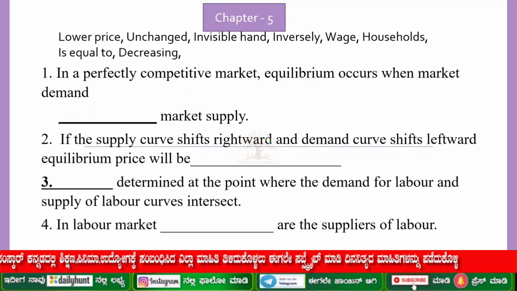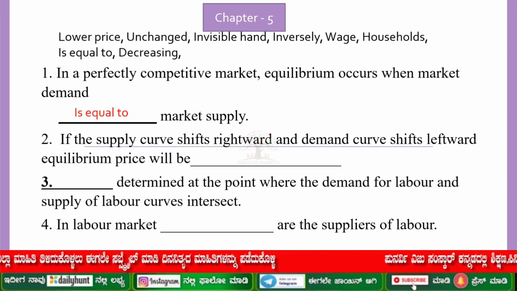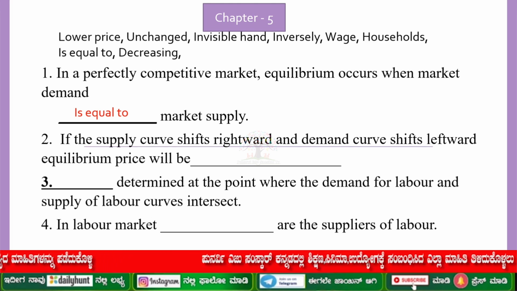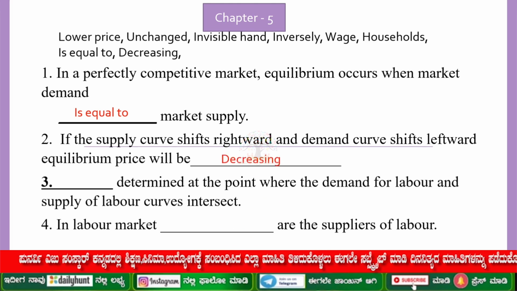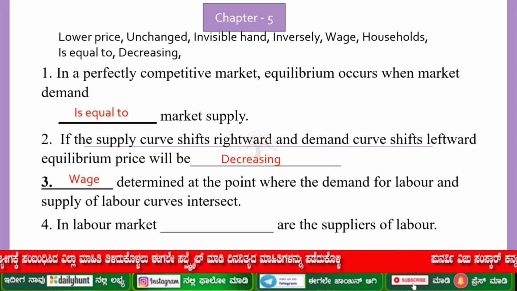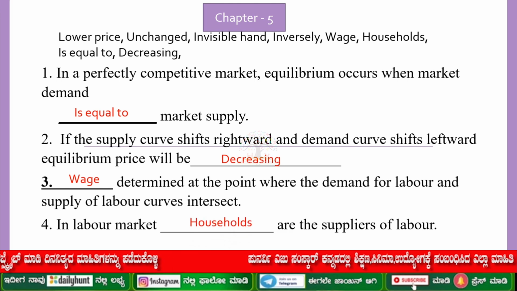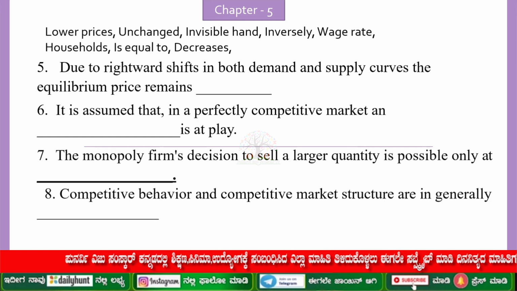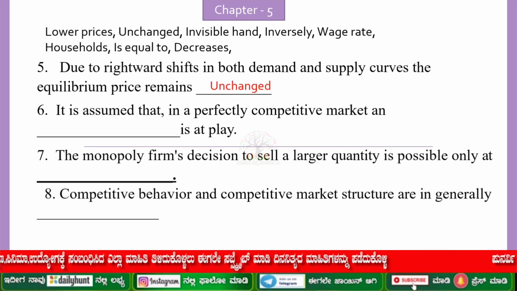In a perfectly competitive market, equilibrium occurs when market demand is equal to market supply. If the supply curve shifts towards right and demand curve shifts leftward, equilibrium price will be decreasing. Wage is determined at the point where demand for labor and supply of labor curves intersect. In a market, households are the suppliers of labor. Due to a rightward shift in both demand and supply curves, equilibrium price remains unchanged.